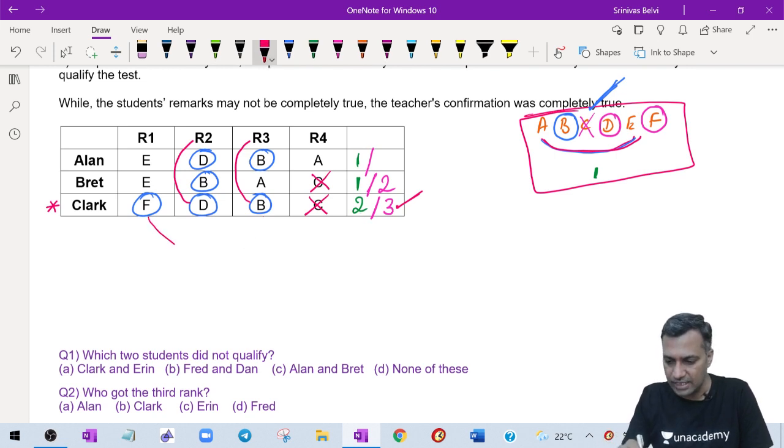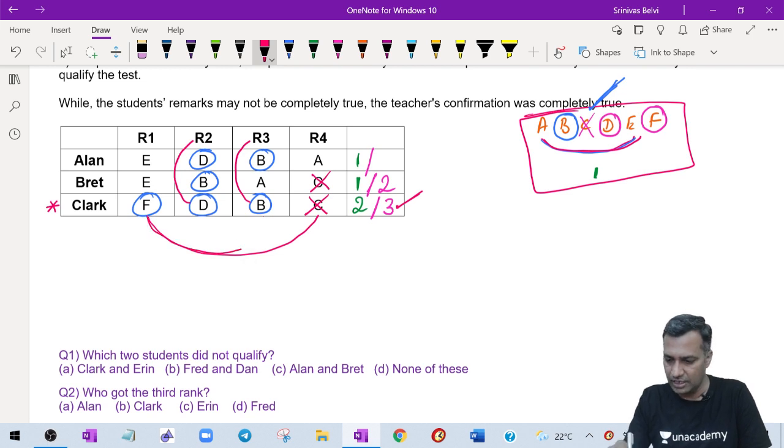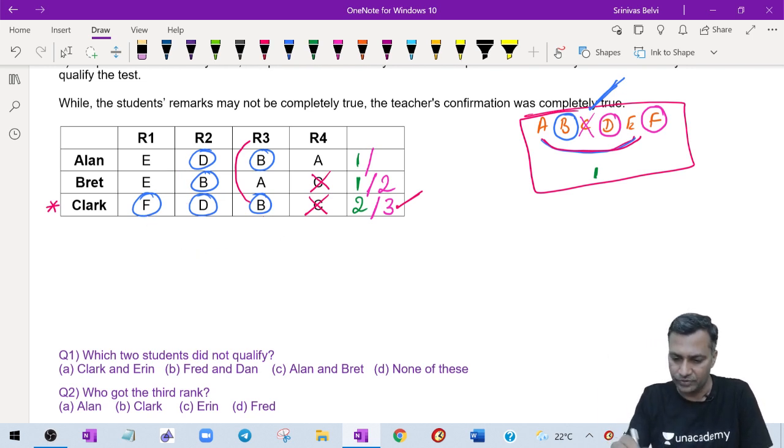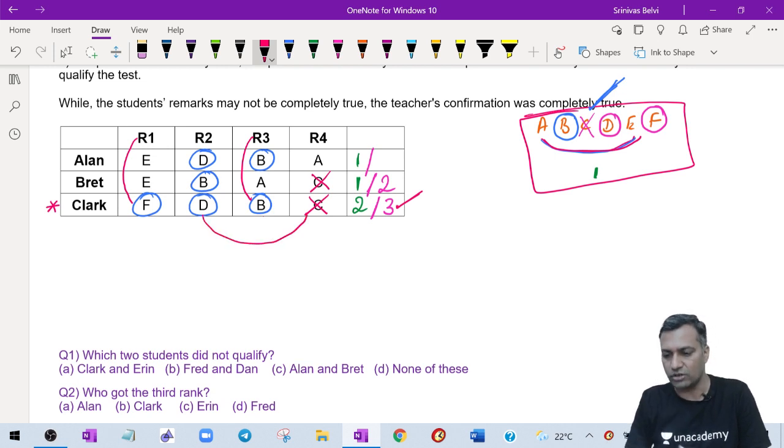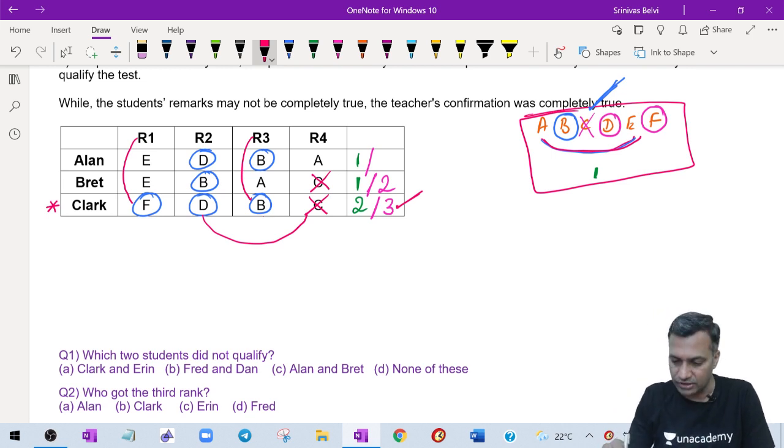So therefore F and the fourth rank are interchanging position, which means F is not here, F is somewhere else. That is the second case. What about the third case? The third case is F got the first rank and B got the second rank, which means D did not get the third rank. Instead, D got the fourth rank and somebody else got that particular second rank. These are the three possibilities. Out of this, that's it, only three possibilities.